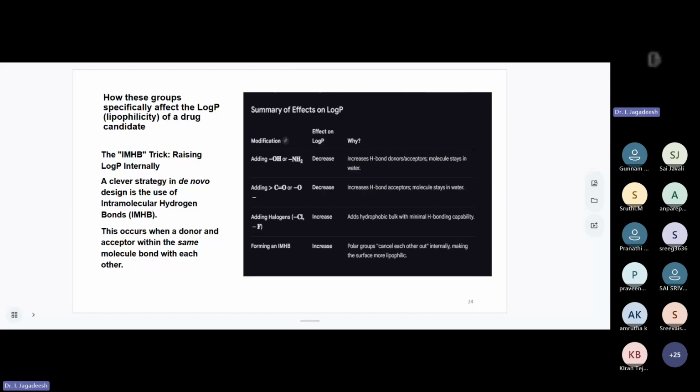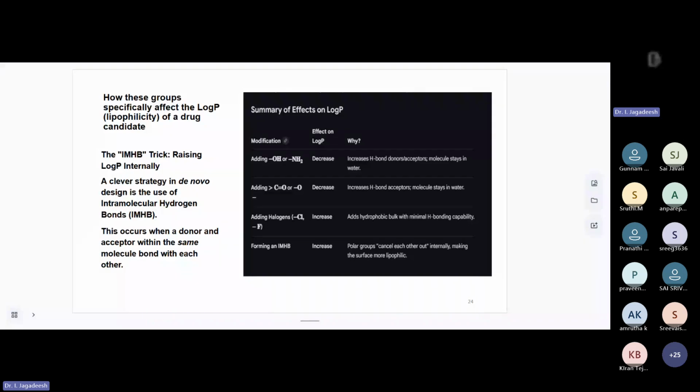Next, coming to the log P values. One concept is a molecular weight of less than 500, because we are taking fragments in the range of 5 to 30 atoms, so it will generally fit. We have already seen the hydrogen bond acceptors and donors. Now the fourth rule is the summary of the effect of log P, that is, how these groups specifically affect the log P value, the lipophilicity of the drug candidate.